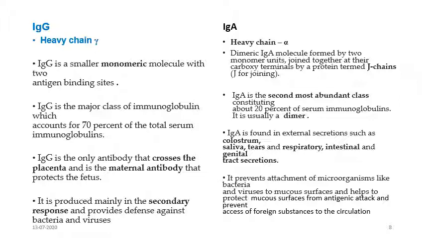IgG and IgA, if you are considering these two: the IgG heavy chain is gamma and the IgA heavy chain is alpha. IgG is a small monomeric molecule with two antigen binding sites, right? Whereas IgA is a dimer, consisting of two monomer units joined together with a J chain, J for joining chain. Then IgG is the major class of immunoglobulin. It accounts for 70% of total serum immunoglobulin, whereas IgA is the second most abundant class, constituting 20% of serum immunoglobulin. Remember, IgA is a dimer, IgG is a monomer.